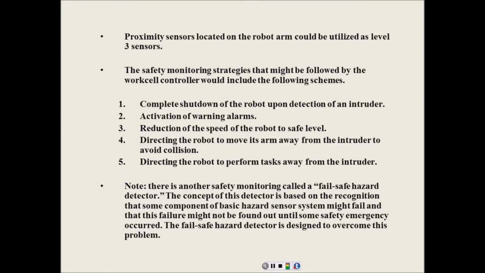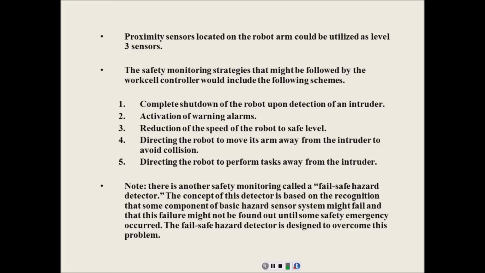Proximity sensors located in the robot arm could be utilized as level 3 sensors. So level 3 sensors, these are the sensors that come into play when you're in the reach of the robot. Level 1 means you're just inside the work area. So you come through the fences, which is your level 1, which is the actual fences we put around them, or the light curtains. Level 2 would be when you come into there, and the level 3 when you get into the reach of the robot.